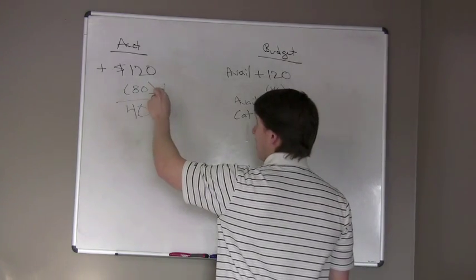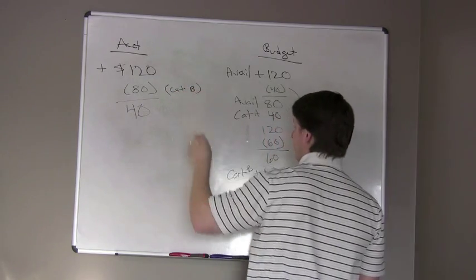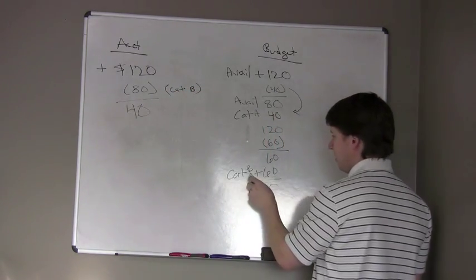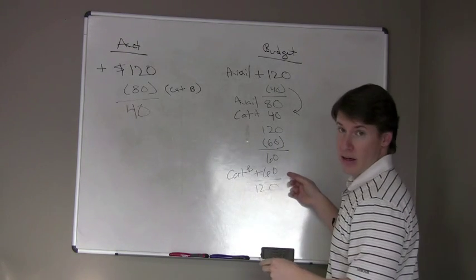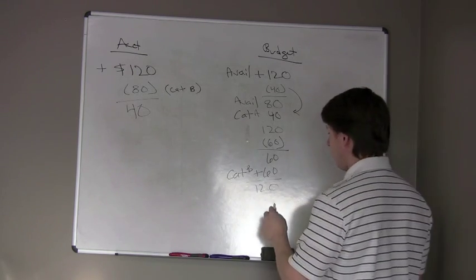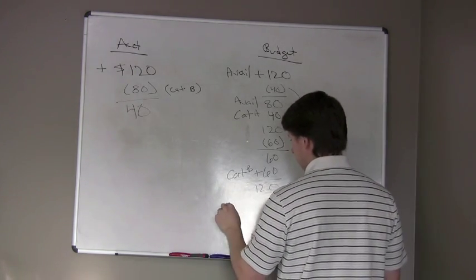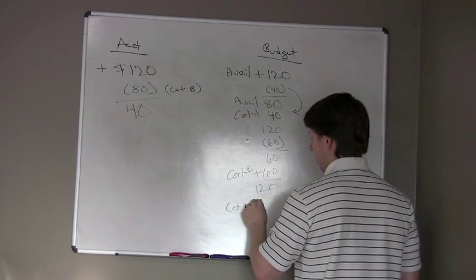So that $80 we categorize as category B. So on this side, when we've actually spent the money, category B only had $60 in it. So what we're looking at now is we've actually removed 80 from the equation. So we categorized from category B, we're taking 80 away from the budget.